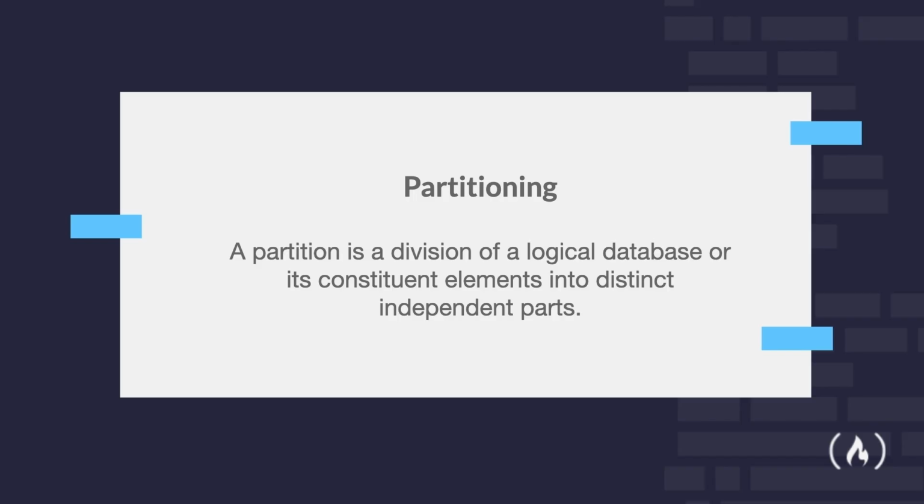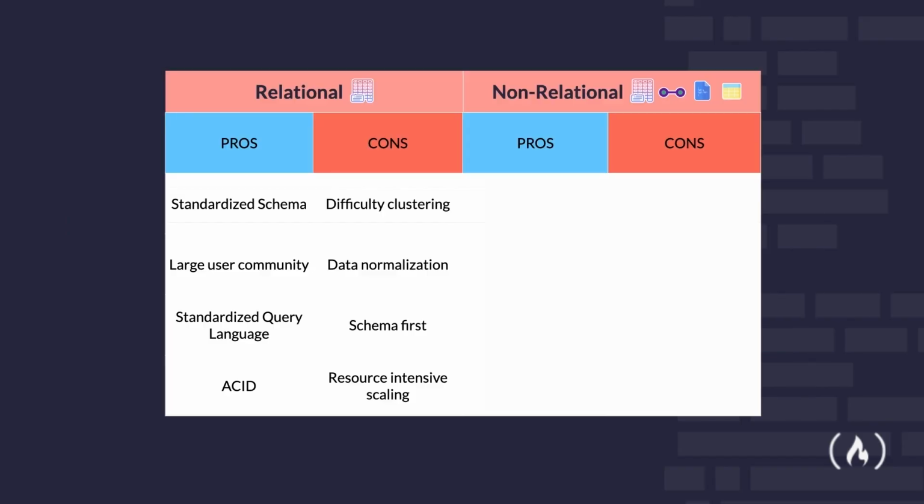Remember that all RDBMS, or Relational Database Management Systems, are subject to the limitations of CAP theorem the moment a network link is introduced. Now that we have covered the pros and cons of relational databases, let's look at the pros and cons of non-relational databases.